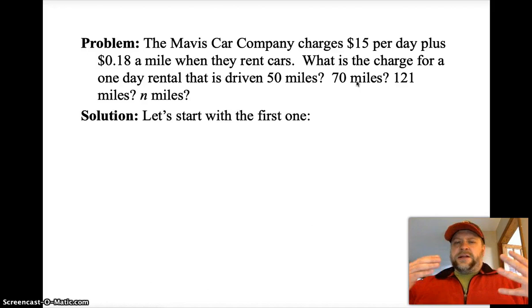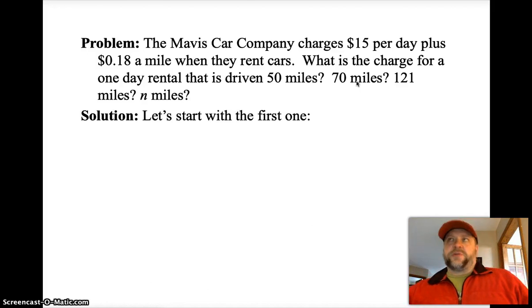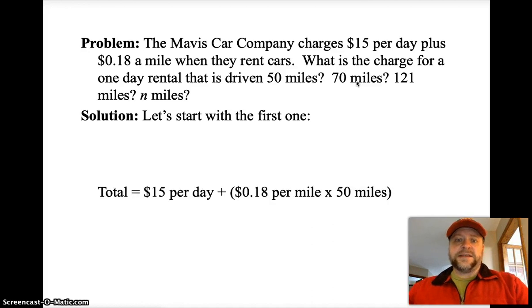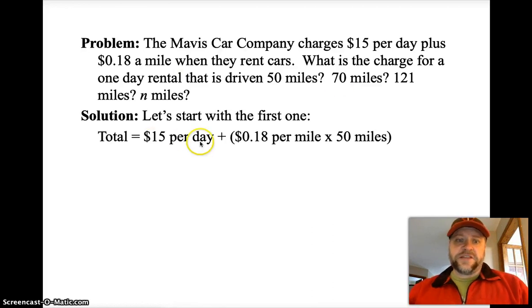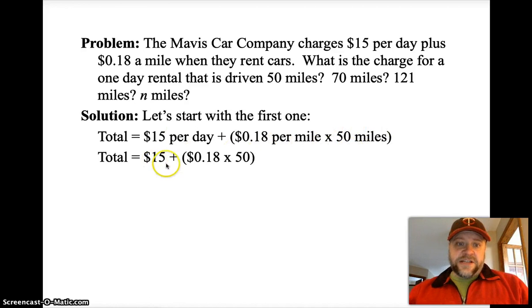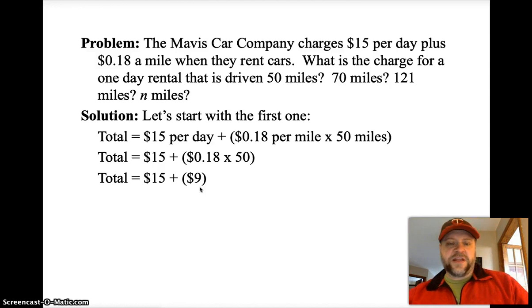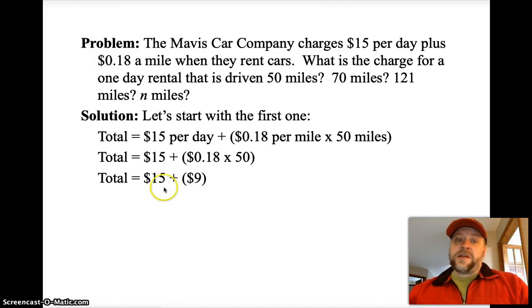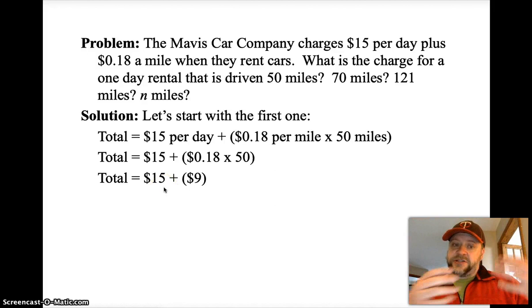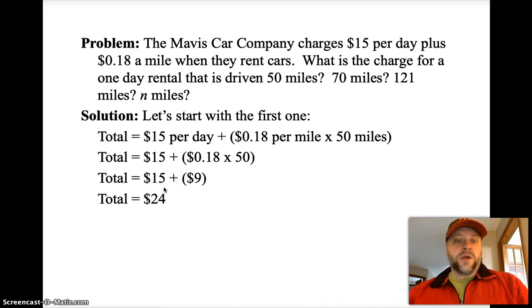So let's just talk about this first one. The first one is going to be 18 cents a mile times 50 miles plus $15. So that is $15 per day plus 18 cents per mile times 50 miles. So that's $15 plus 18 cents times 50. 0.18 times 50, that's $9. So now I have 15 plus $9, so the trip is going to cost me $9, and then the $15 for the fee. So the total for 50 miles would be $24.